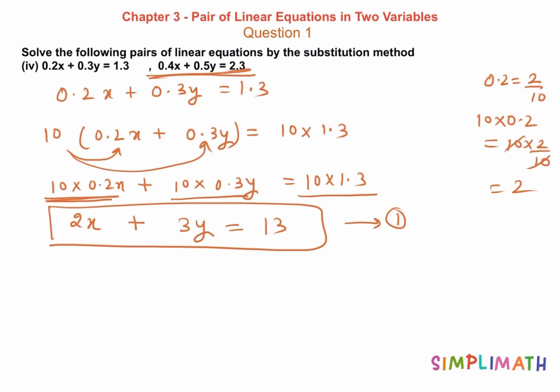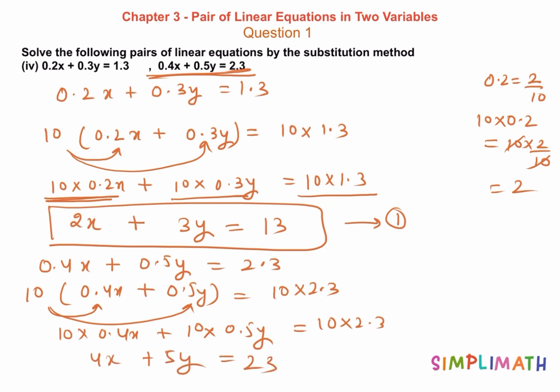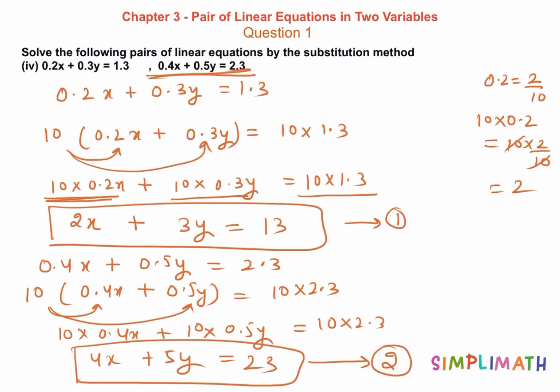Now for the second equation, 0.4x plus 0.5y equals 2.3. When we again simplify this second equation, we multiply the LHS and RHS by 10. So we have 10 into (0.4x plus 0.5y), and on the RHS we have 10 into 2.3. So we multiply 10 by both the terms on LHS. So we have 10 into 0.4x plus 10 into 0.5y equals 10 into 2.3. So we have 4x plus 5y equals 23. So this is our equation number 2.